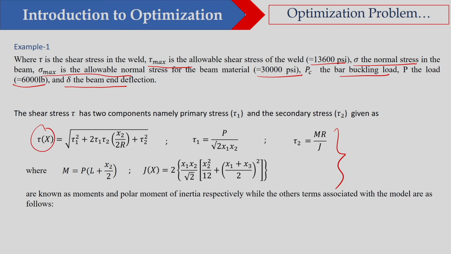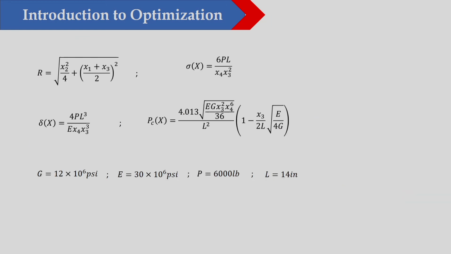I can find tau x using this relation. Similarly, the other equations are also given for r, then I can calculate delta x, and these are the values of z, e, p and l. The length is given, that is 14 inch.